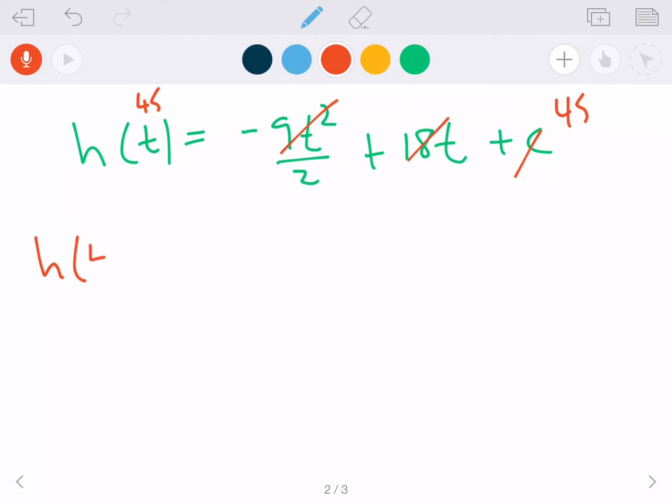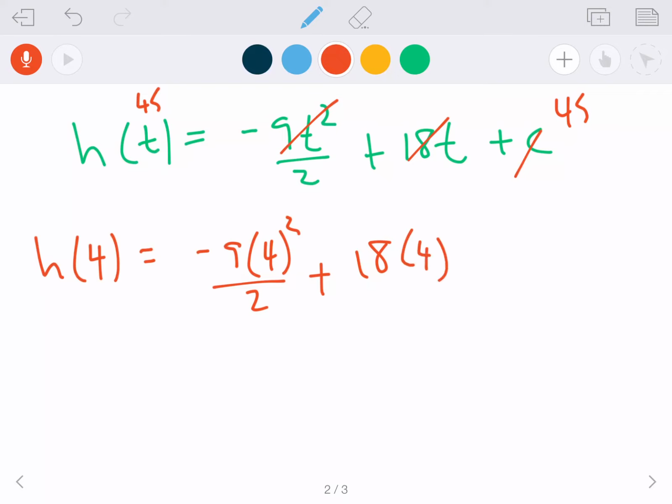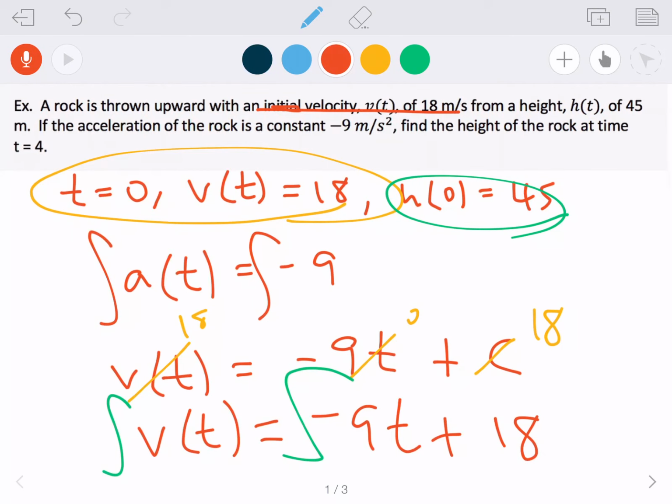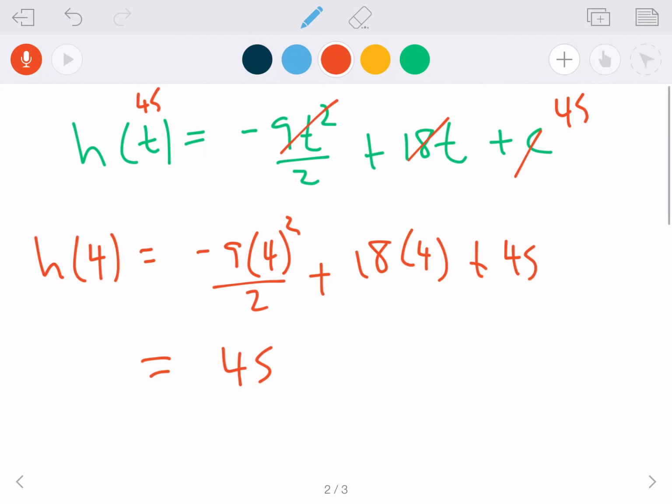I can say h of 4 is negative 9 times 4 squared over 2 plus 18 times 4 plus c, which was 45. I already typed that all in the calculator because I didn't want to mess with it. That comes out to be 45. If we have units, we should probably use them. We're looking at height in meters, so let's put meters on that.